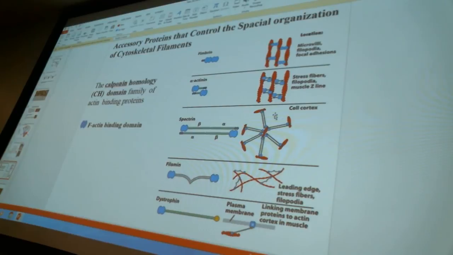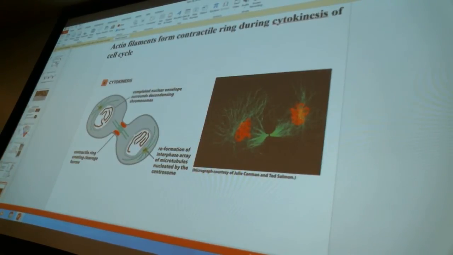This is attachments to the cell surface, so any kind of spatial organization. So here is an example of a very important formation of the contractile ring during the cytokinesis. This is one very important spatial organization of the actin filaments during the cell division.